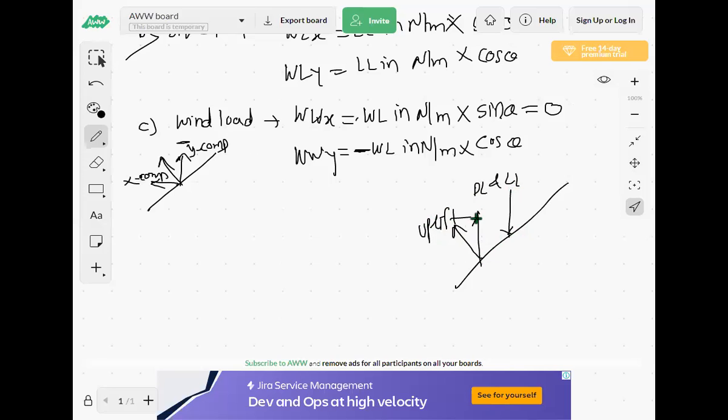So if this load is uplift, this y component of wind load is uplift, then the load coming on this purlin is 0 in x and y.